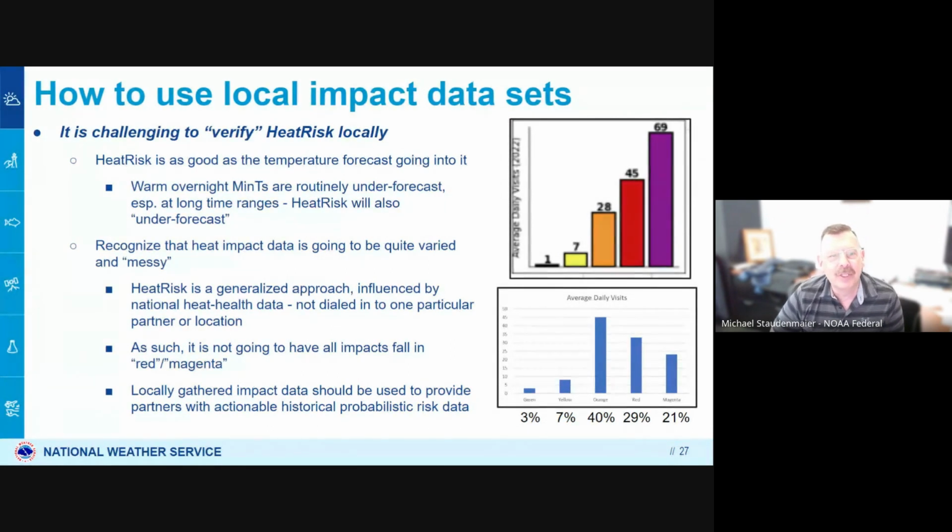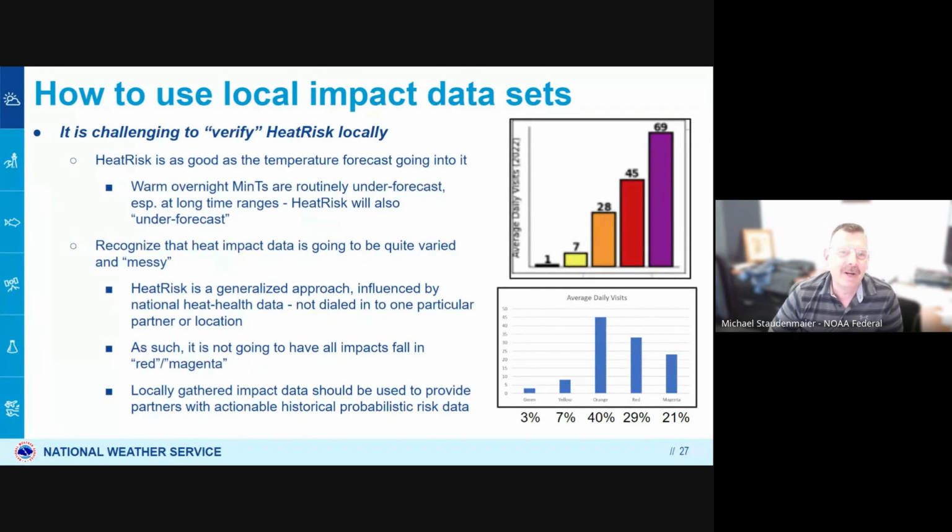One common issue that we do see in heat risk forecasts is an under-forecasting at longer lead times due to the conservative nature of our forecasts. While we tend to spend more time on maximum temperatures and have good skill at predicting those, we sometimes tend to underestimate how warm overnight minimums will be, and that can have a pretty big impact on the heat risk forecast. When you drill down to local and county level data sets, some of those impacts are not going to be nice and linear and well aligned with heat risk.